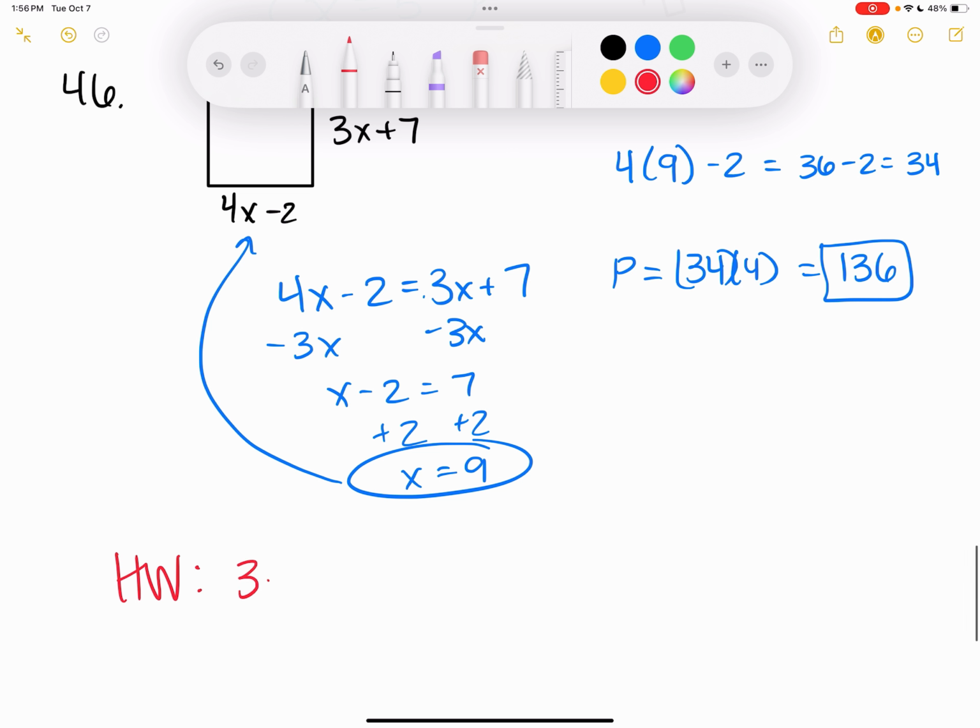All right. 3 through 23, every other odd, and also 31 and 45.